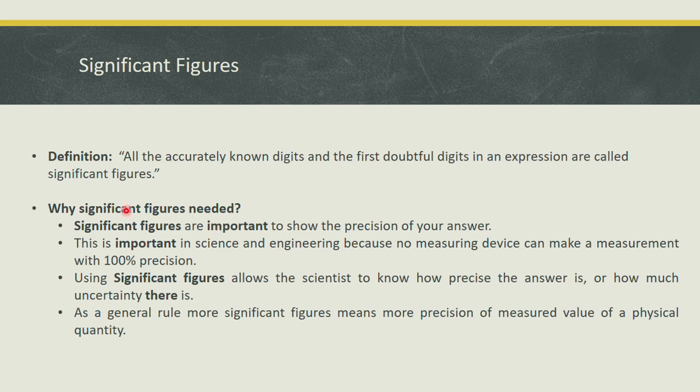So we see why significant figures are needed: significant figures are important to show the precision of your answer, how precise you are in your answer, or how precise your instrument is. You know this by knowing the significant figures. This is important in science and engineering, because no measuring device can make a measurement with 100% precision. So significant figures allow the scientist to know how precise your answer is or how much uncertainty there is. As a general rule, more significant figures means more precision.